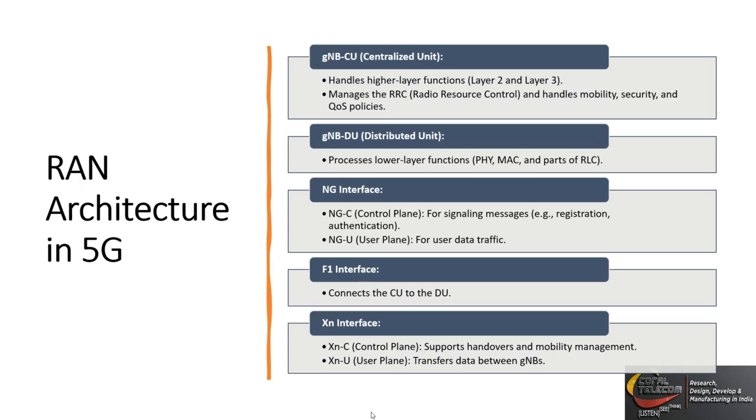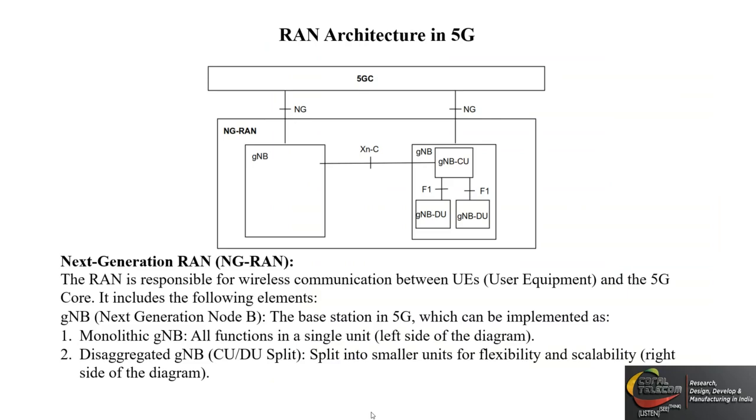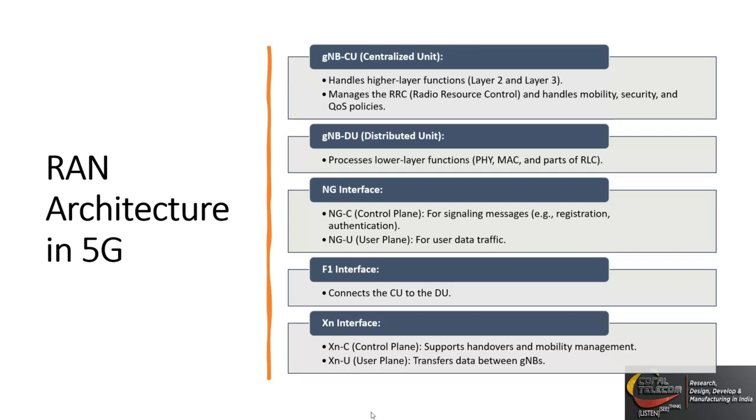Then there is one more interface, the F1 interface. As we have seen in the last slide, in the second architecture, F1 is the protocol used to connect the DU and the CU. So F1 is the interface, and F1AP is the protocol to connect the CU and DU in the 5G subsystem.